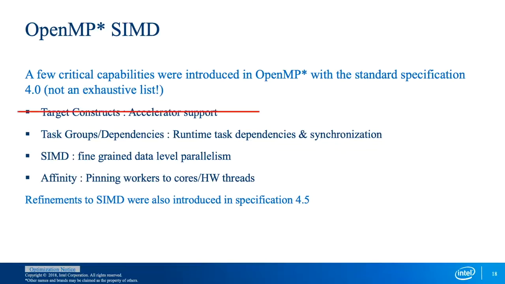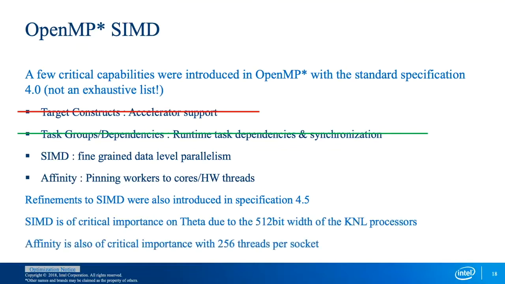So I'm not going to cover the target construct, because you don't have any targets on Theta. It's just one socket. But if you had an accelerator, you could use this pragma to say, hey, I'm not targeting the host, I'm targeting that particular accelerator. And that would be useful because it would allow you to do things like set a different vectorization length for target and the host, for example. I'm also not going to cover task groups and dependencies. That's not because you cannot use it in Theta, that's just because I don't have time to cover everything. So I'm going to cover the last two next.